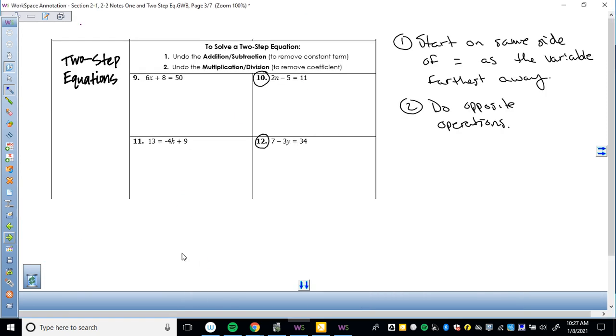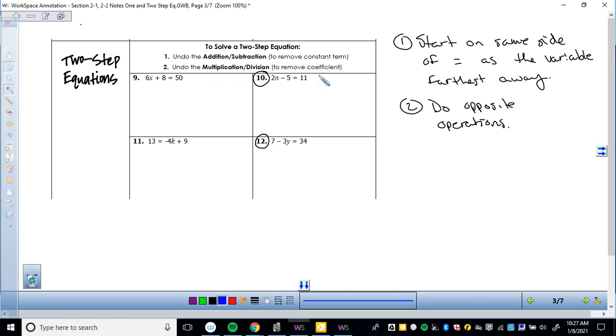Okay. So now we're going to move on to these two steps. The suggestion here, to solve a two-step equation, undo the addition-subtraction to remove the constant term, and then undo the multiplication-division. Same idea. Start on the same side of the equals as the variable, furthest away, and then do opposite operations. So let's look at number 10. Please write this down. We have 2n minus 5 equals 11.